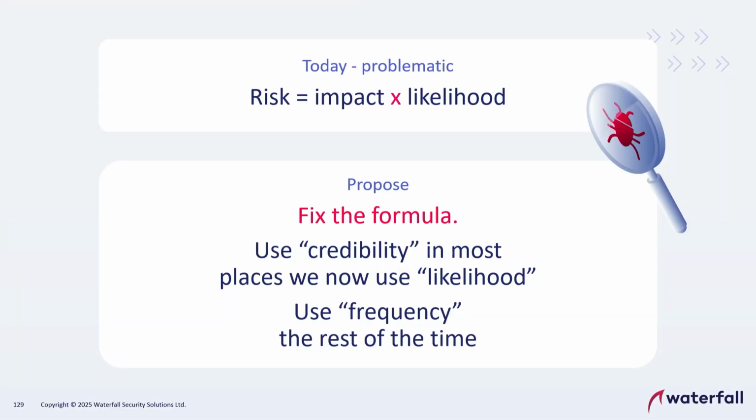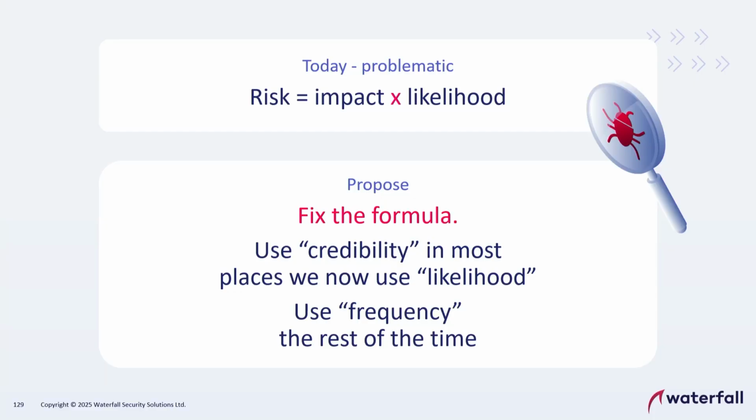I'm going to talk about our language. What we say, the words we use, affect how we think. If we use the wrong words, we risk miscommunication, we risk misunderstanding, we risk making mistakes. In the next few minutes, I'm going to propose that we look at the formula that we use pretty much universally to approximate risk. Risk is impact times likelihood. I'm going to propose we fix the formula, replace likelihood with frequency for low impact scenarios.